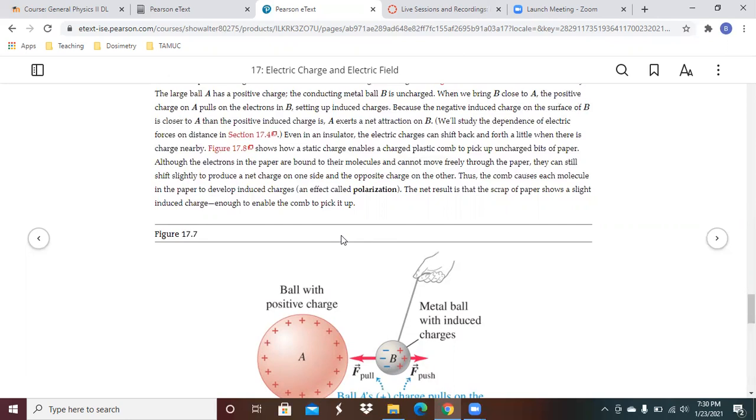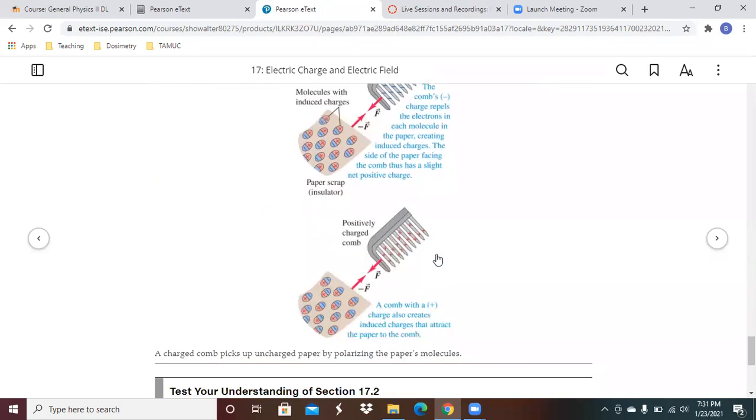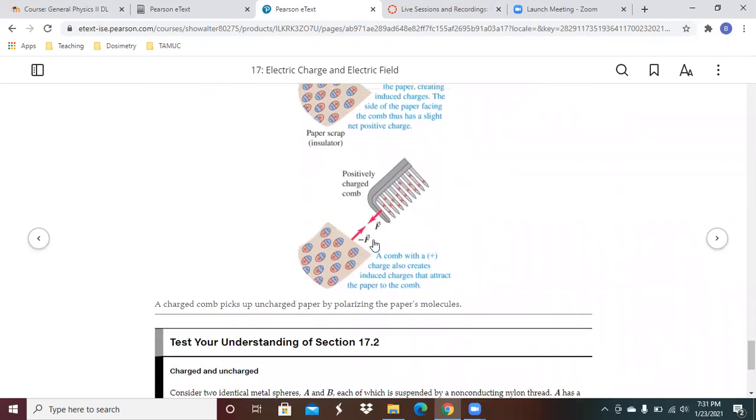You'll see here in figure 17.8 that a static charge enables a charged plastic comb to pick up uncharged bits of paper. The comb's negative charge repels the electrons in each molecule in the paper, creating induced charges. The side of the paper facing the comb has a slight net positive charge. In other words, negatives are trying to get away from this, the positives are being attracted to that. And that's if you have a negatively charged comb. If you have a positively charged one, then the effect is going to be reversed.